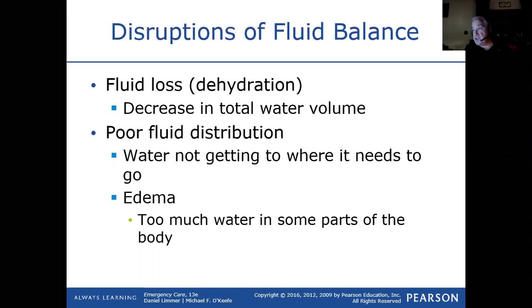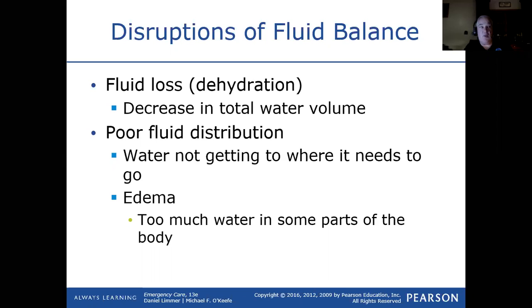Now, as far as emergencies go, disruption in fluid balance, things that are not working right. When we have excessive fluid loss, we call that dehydration. One way we could have dehydration is somebody has an infection in their stomach that's causing them to vomit or have diarrhea. We could have somebody that's outside working in a very, very hot environment to the point where they sweat so much they get dehydrated. Those are the more common ones.